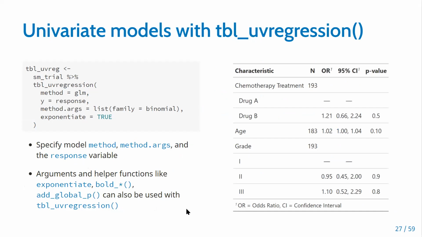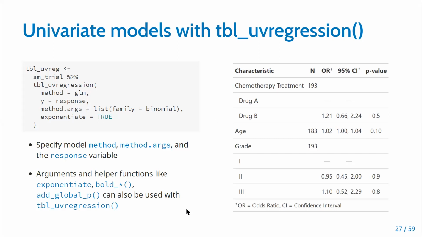So in addition to multivariable regression models, there's a function for creating a series of univariable regression models called TBL UV regression. So in this function, what you do is you pass it a data frame, you tell it what your outcome is, you tell it the regression method that you're going to be using, you pass any arguments that you may need to go to that regression modeling function. And then essentially the arguments are the same as TBL regression, like exponentiate.